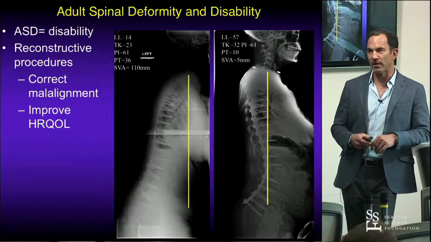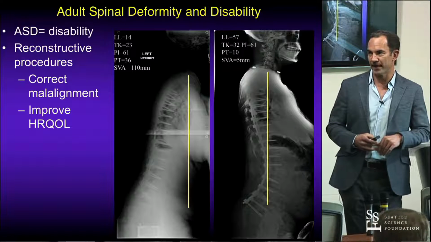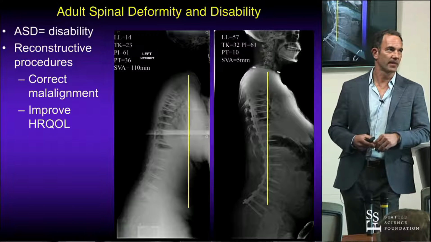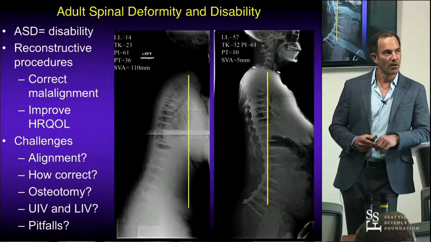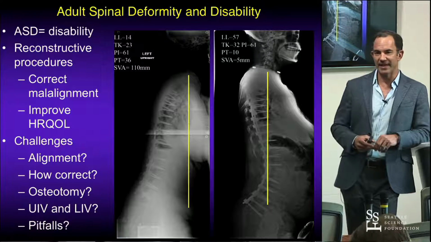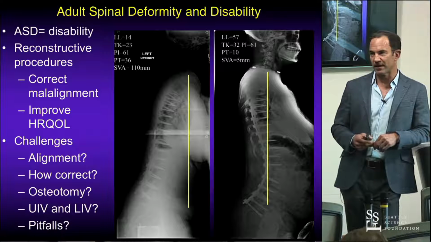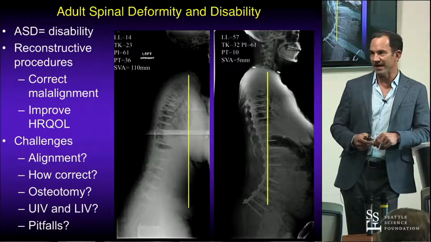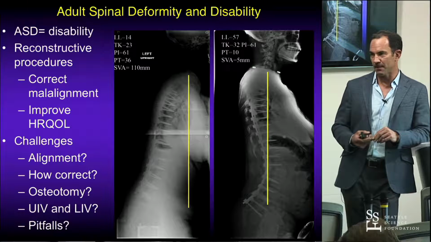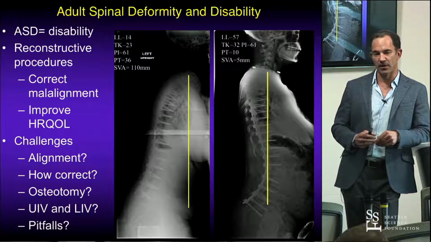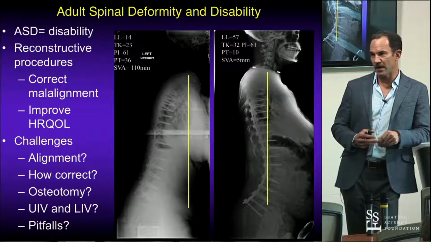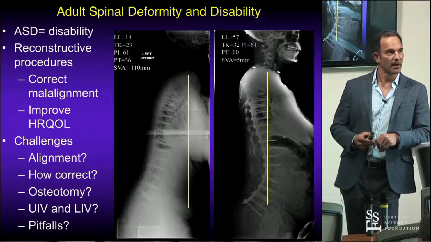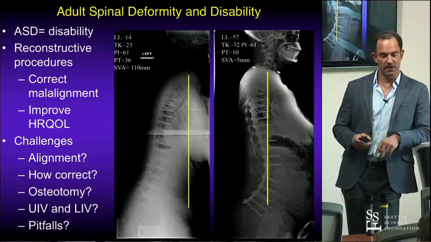So I think at this point we were all relatively aware that spine deformity causes disability. We've gone through that ad nauseam, and we can correct it to improve alignment as well as quality of life. But the challenge is, what alignment do I really need, and how do I correct it? Manish has gone through how to perform an osteotomy and when to. It's worth diving a little deeper: when I decide to perform an osteotomy, especially a 3-column osteotomy, what the UIV and LIV should be, and some potential pitfalls.